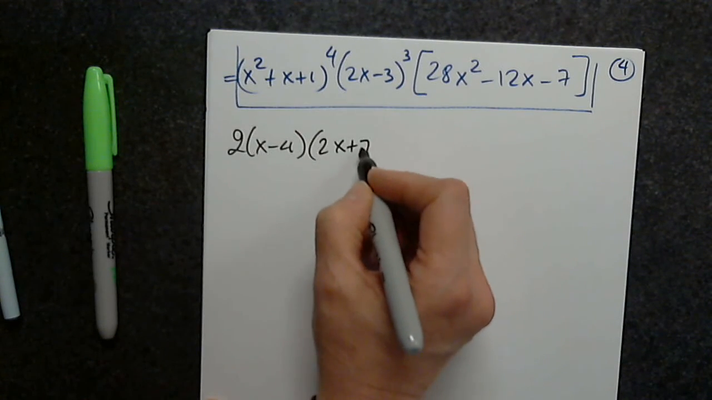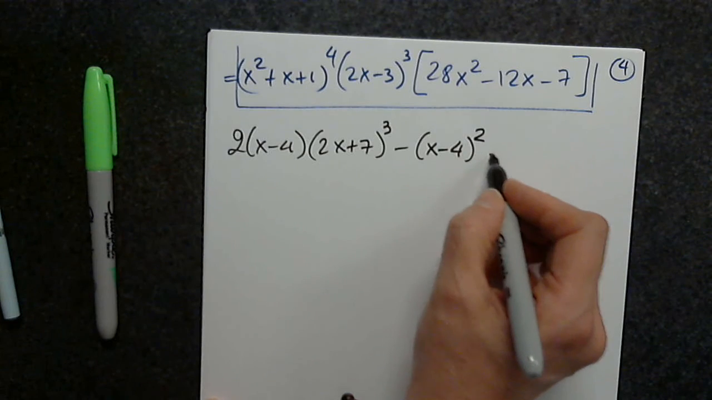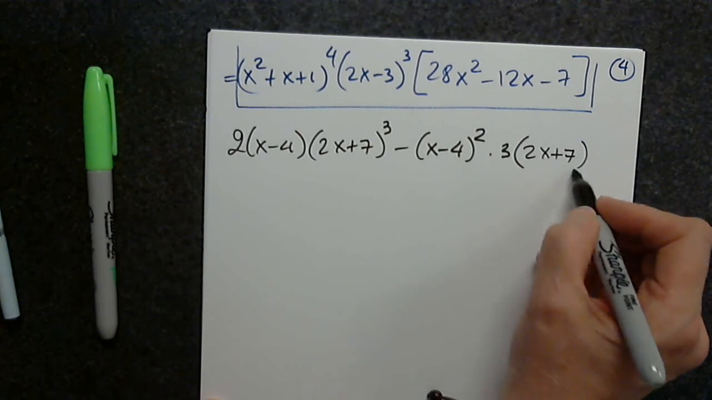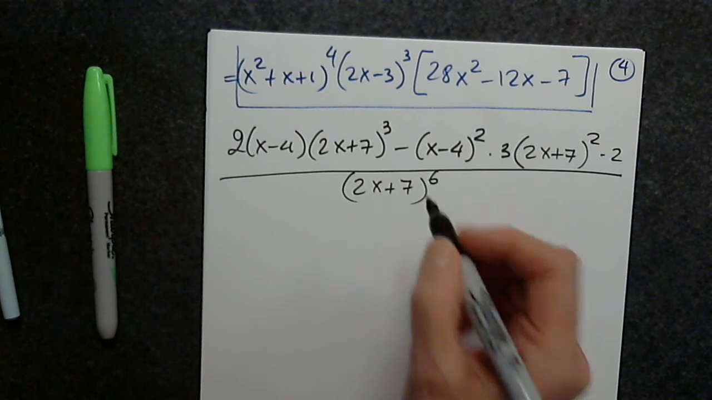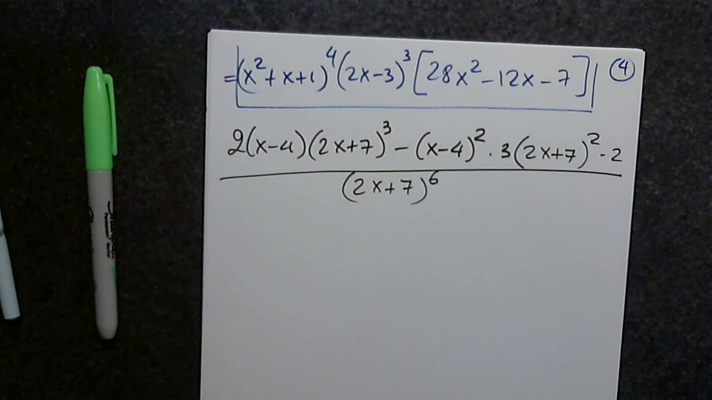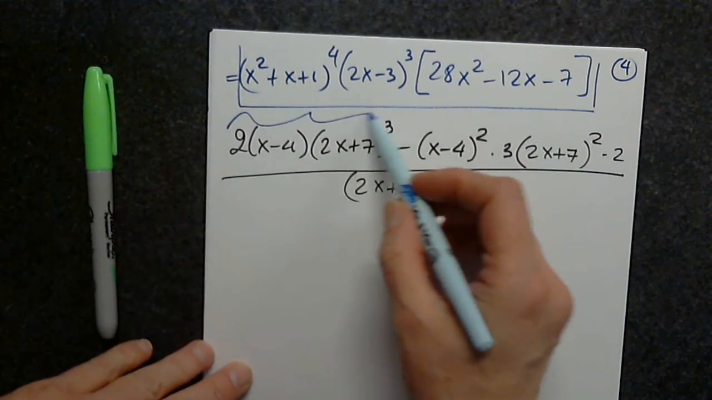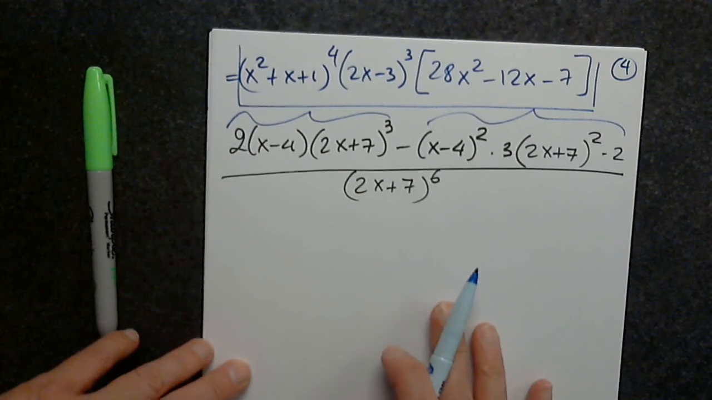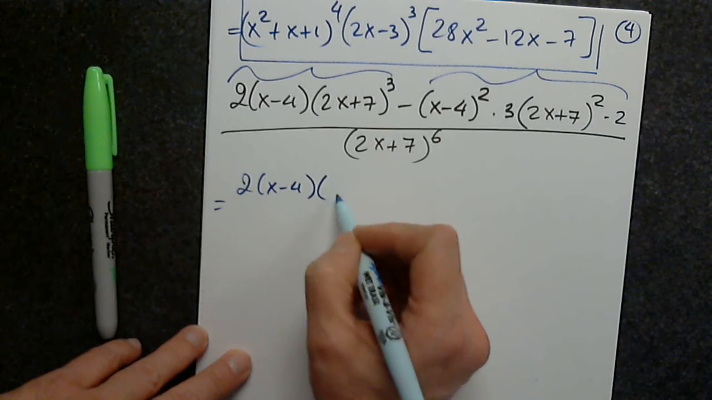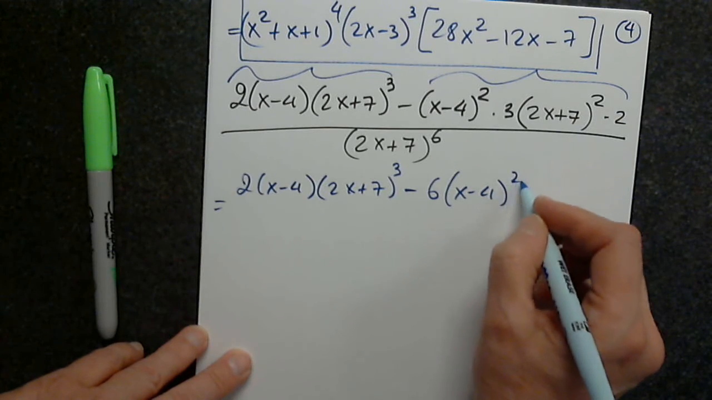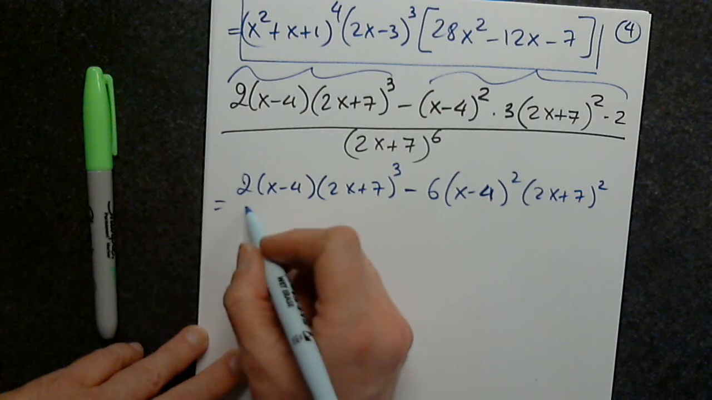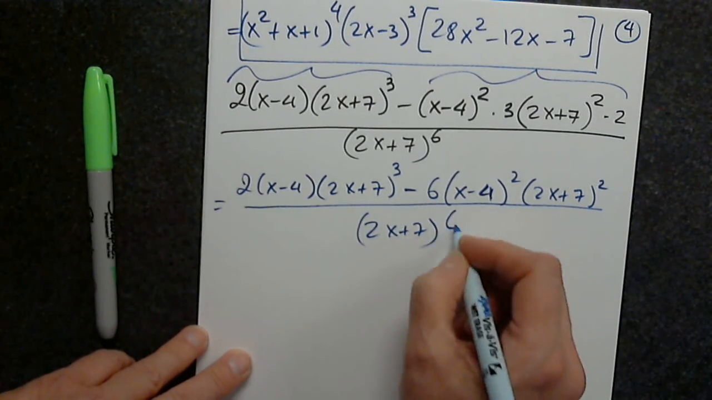(2x minus 4)(2x plus 7) cubed minus (x minus 4) squared times 3 times (2x plus 7) squared times 2, everything divided by (2x plus 7) to the sixth. How many terms do we see at the top? 2 terms. Here's one, here's the other. I don't like the way the second one is presented. So I'm going to copy the first one. Minus 6, 3 times 2, I put the number in front. (x minus 4) squared, (2x plus 7) squared over (2x plus 7) to the sixth.